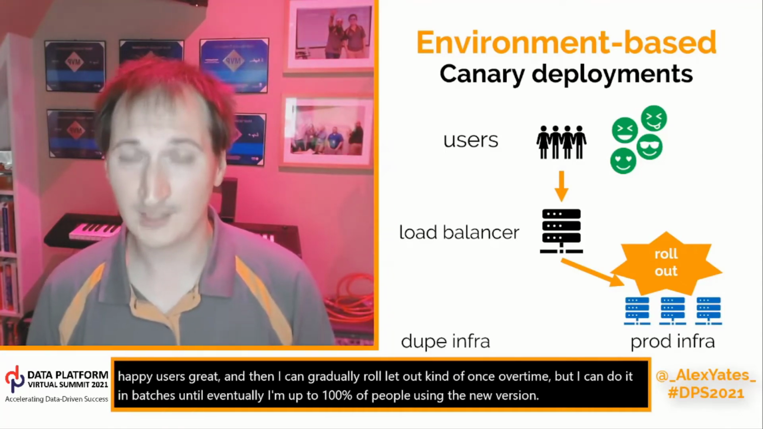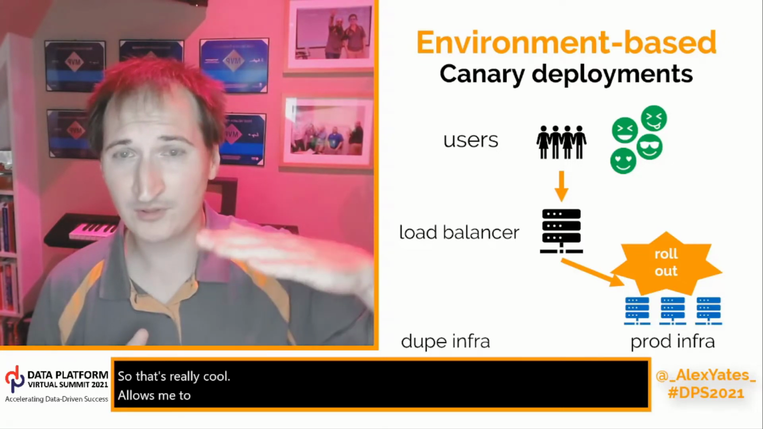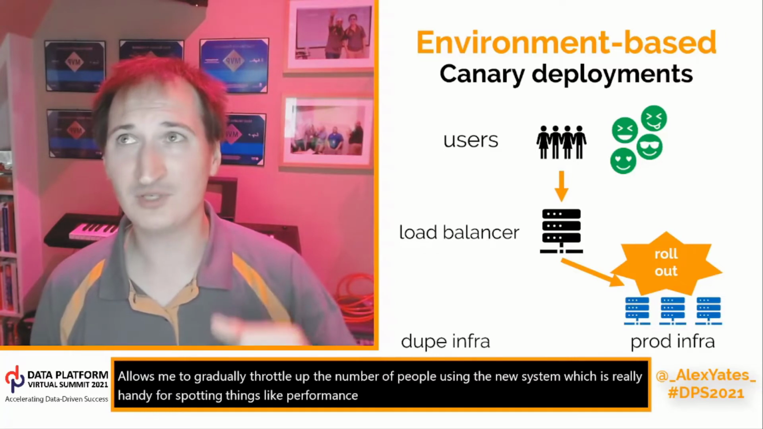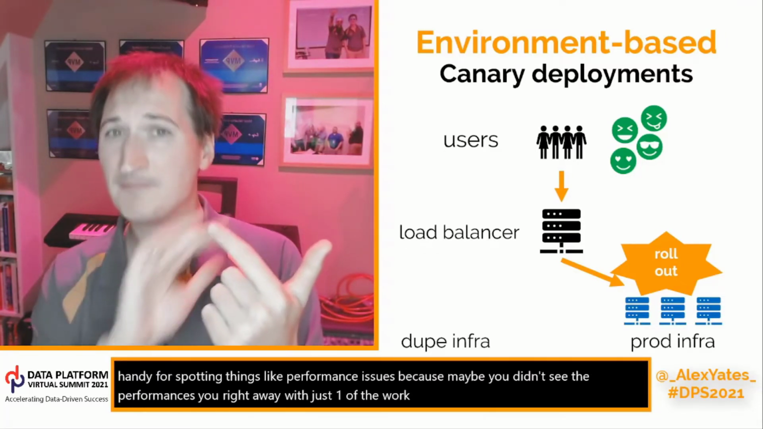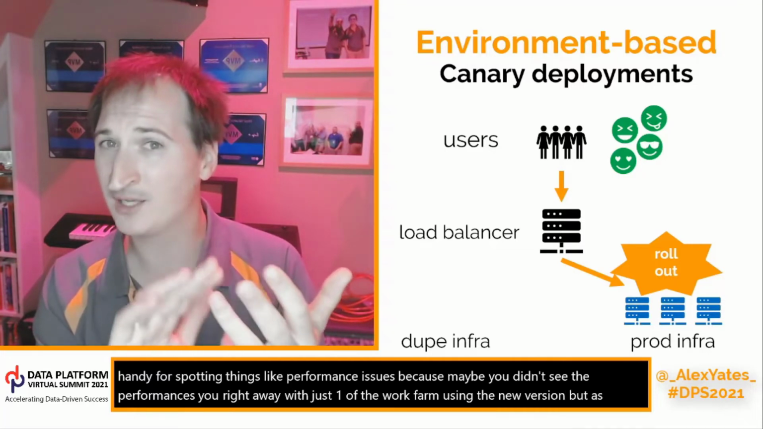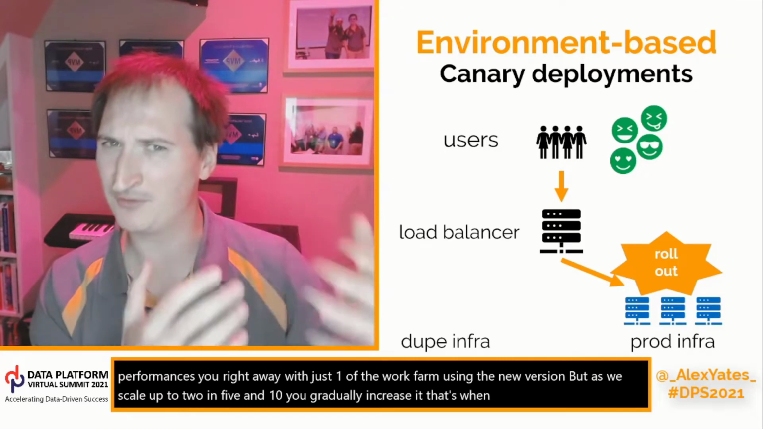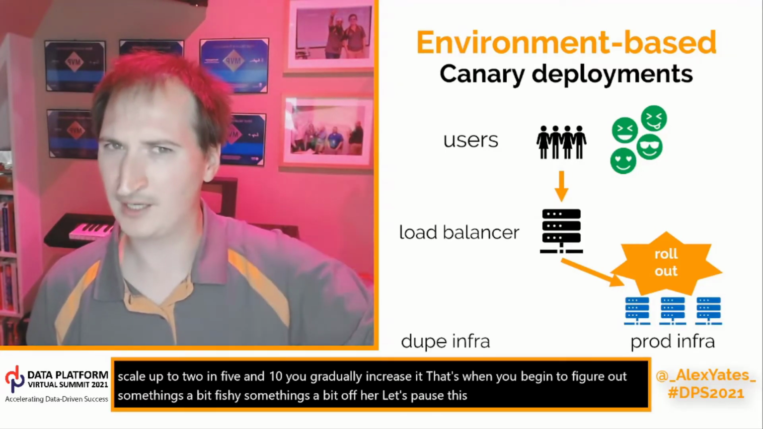So that's really cool. It allows me to gradually throttle up the number of people using the new system, which is really handy for spotting things like performance issues. Because maybe you didn't see the performance issue right away with just 1% of the web farm using the new version, but as you scale up to 2 and 5 and 10% and you gradually increase it, that's when you begin to figure out something's a bit fishy, something's a bit off here. Let's pause this rollout until we've figured out what's going on.